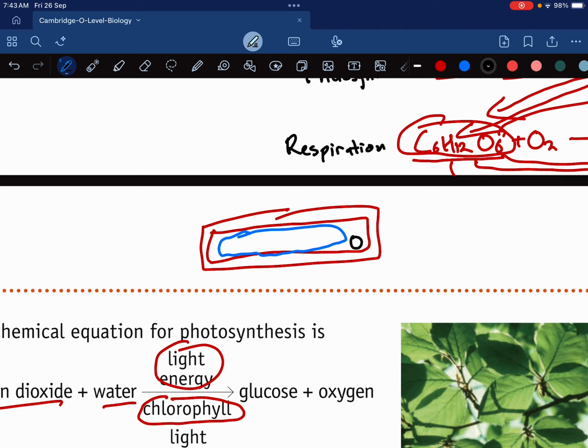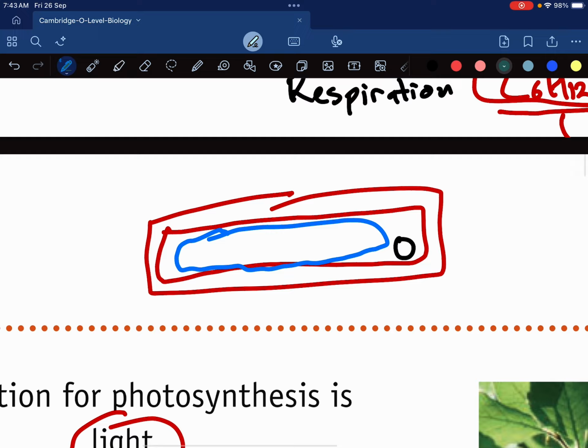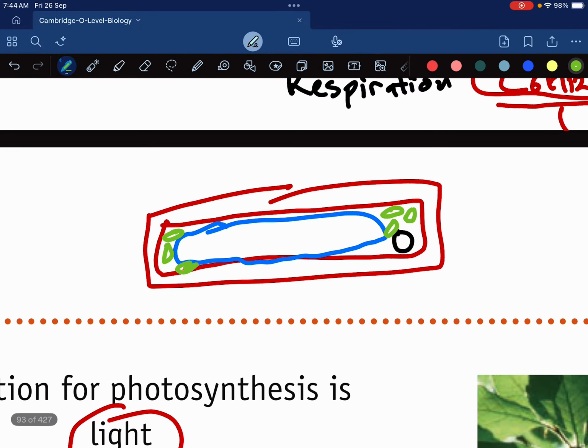Just like that, there are a few chloroplasts present around here as well. There are chloroplasts present in the plant cell around the cytoplasm. So in the chloroplast, just like the nucleus and the vacuole, all of these are organelles, right? Nucleus is an organelle, vacuole is an organelle, chloroplast is an organelle. Just like that, inside the chloroplast there are green pigments called chlorophyll, right?